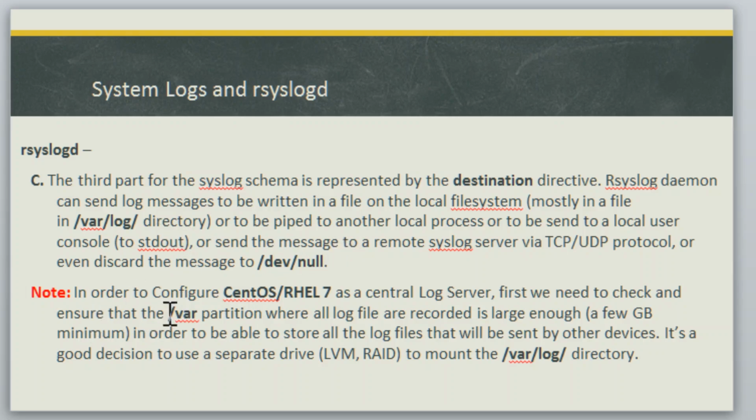So guys, take note, in order to configure CentOS RHEL 7 as a central log server, first we need to check and ensure that the /var partition, where all log files are recorded, is large enough. So we're going to need a few gigs at minimum in order to store these files and send them to other devices, okay? Guys, it's a good decision to use a separate drive such as LVM or RAID to mount the var log directory. Let's go ahead and check on our systems how much space we got there in our var log.